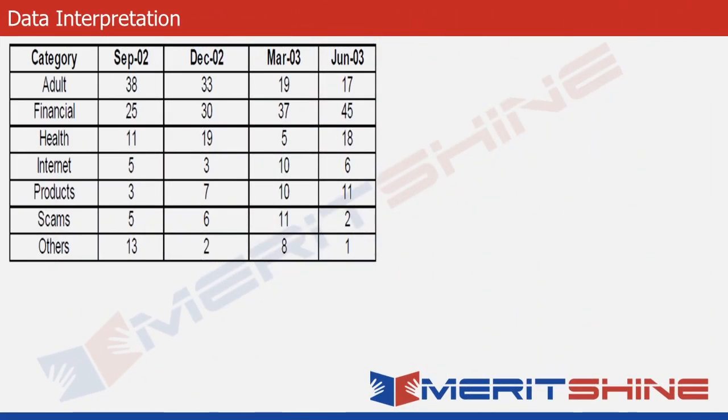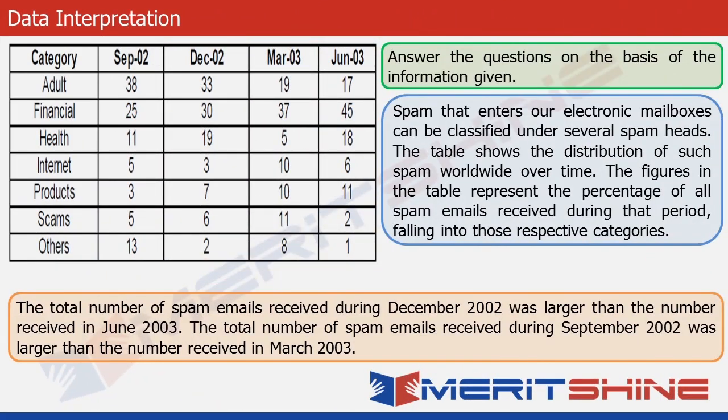The table given here shows the classification of spam emails under several heads for 4 different months. Let's take the example of September 2002 to understand this table better.